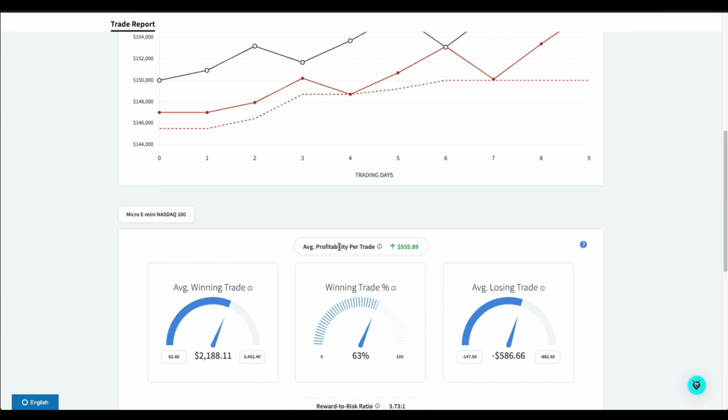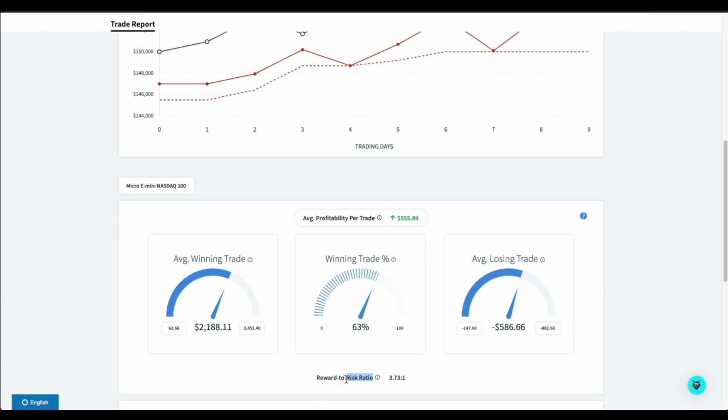My average profitability per trade was around $555. My winning trade percent was around 63% on this challenge. My average winning trade was 2188. My average losing trade was minus 586. And then my reward to risk ratio is 3.73 to 1. So that means for every trade I risked 1 R, I would make back around 3.7 R, which is amazing. I aim for 1 to 3s on average, and that 0.73 is just the extras when I got a nice impulse and stayed in that trade.